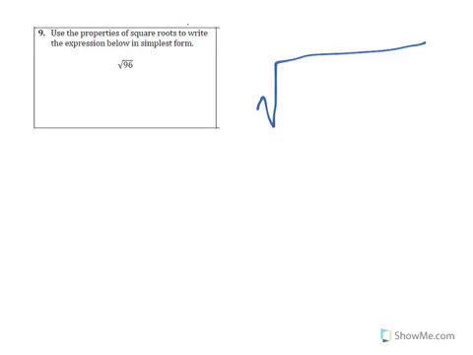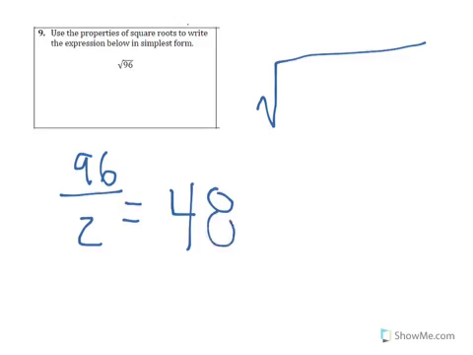Now, usually what I do first is I divide by 2 because that's an easy number to divide by. Makes it pretty easy for me. So 2 goes into 9 4 times with 1 left over, and then 2 goes into 16 8 times. So I get 48 times 2 is 96. And it doesn't really get me anywhere, but it gives me a good hint. I think I'm going to be able to break this down into 16.